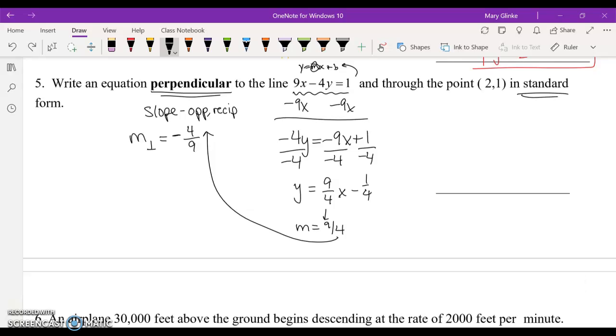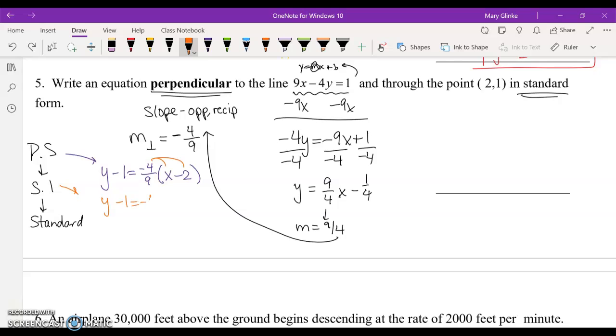So to go to standard form, I first have to take point-slope form to slope-intercept form, then I can go to standard. So we're going to start this trek by starting in point-slope form. We're going to do y minus y1 equals our slope of -4/9 times x minus x1. Moving along to slope-intercept form, we have to distribute. So we get -4/9 x plus 8/9. And then we're going to get y by itself. So this would become 17/9.